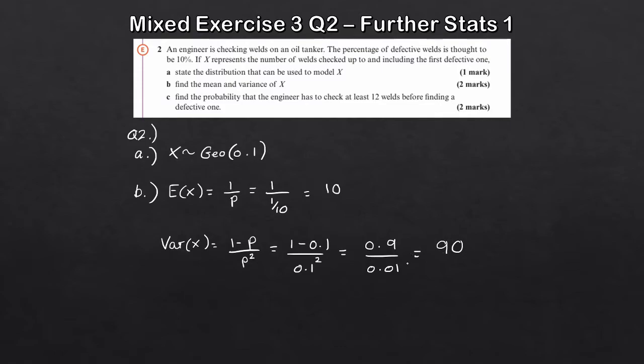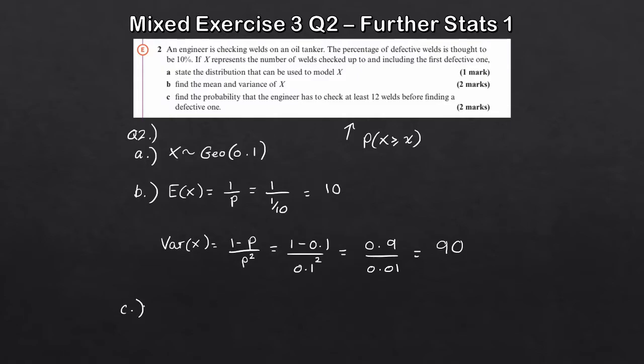So that's 90. And then finally, we have to find the probability that an engineer has to check at least 12 welds before finding a defective one. So again, we see this word at least here. So at least, we're looking at greater than. Okay, so let's write this down.